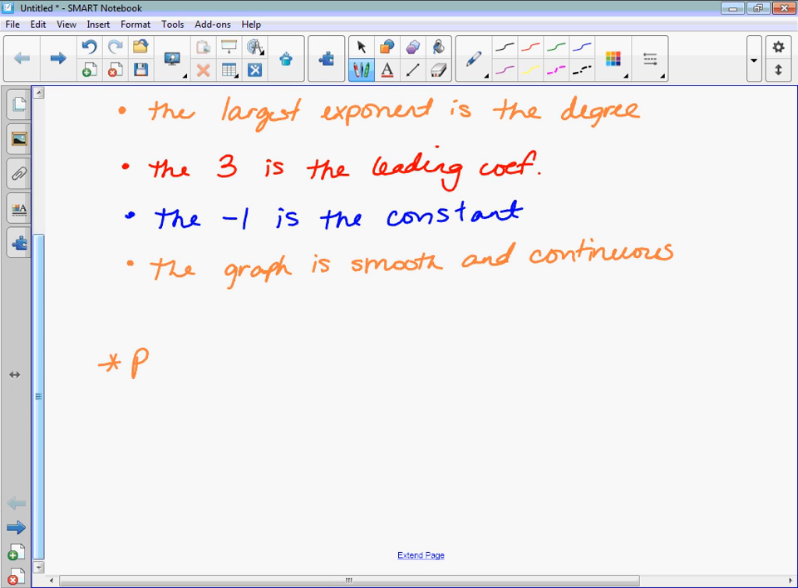All right. Possible number of turning points. So we're talking about the graph, like when it changes from increasing to decreasing, that sort of thing. That's a turning point. That is always the degree minus 1. Or you might see it written as n minus 1.